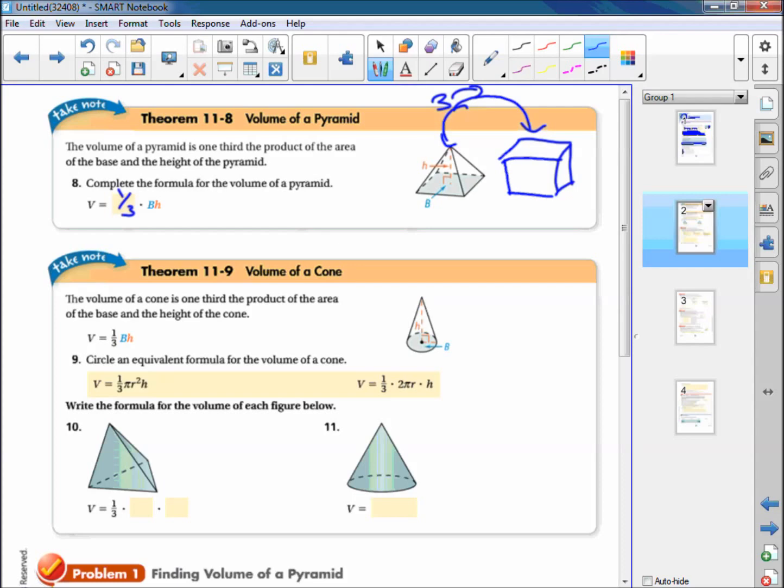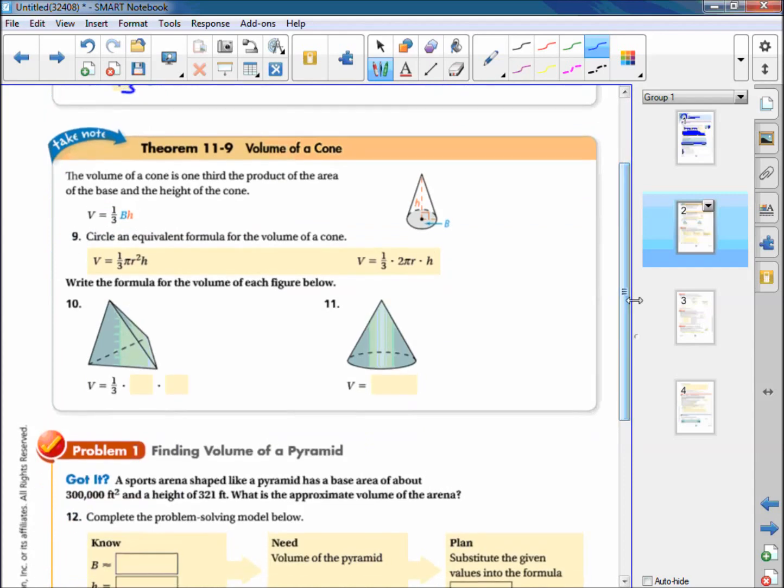All right, 11-9, the volume of a cone. It's the same formula as the volume of a pyramid, 1/3 base times height, except we know that big B is a circle every single time, so sometimes we shorten this to just pi r squared times height. So our equivalent formula will be 1/3 pi r squared times the height. Not that thing.